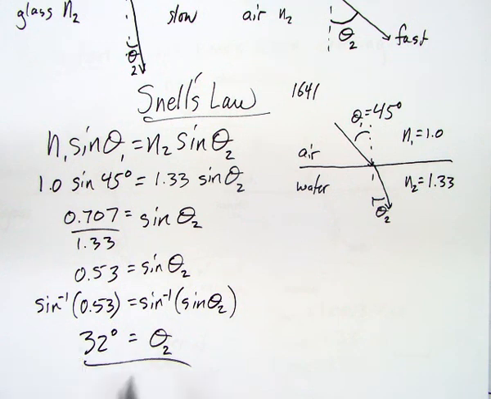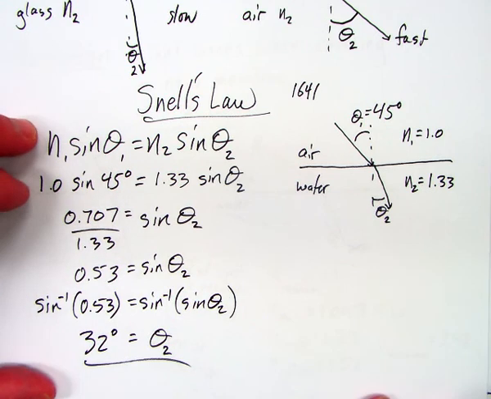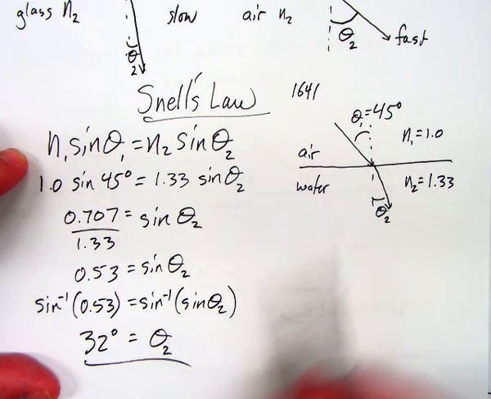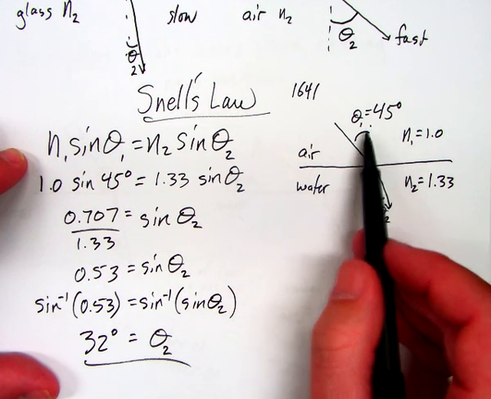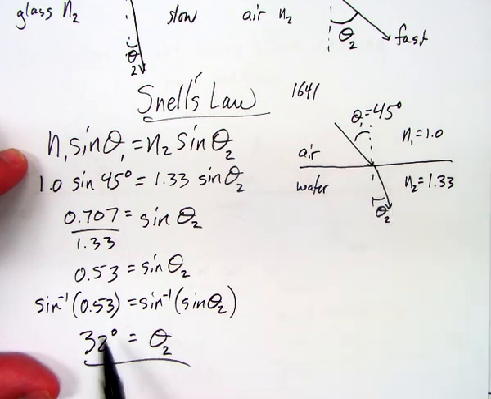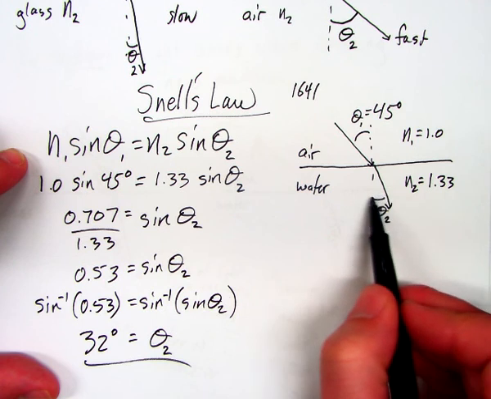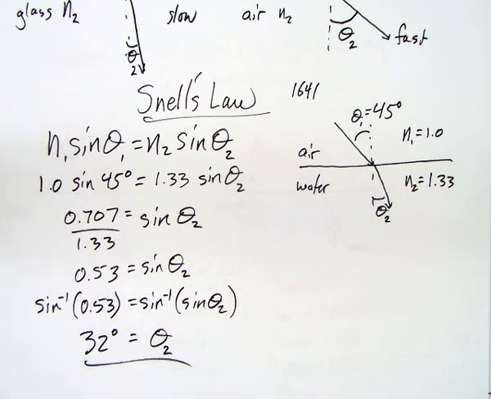So this is Snell's law. Snell's law quantifies how much bending happens. And notice we predicted that 45 in, it would be smaller than 45, and indeed the light emerges at 32 degrees measured from the normal on the other side. So that's Snell's law and refraction.